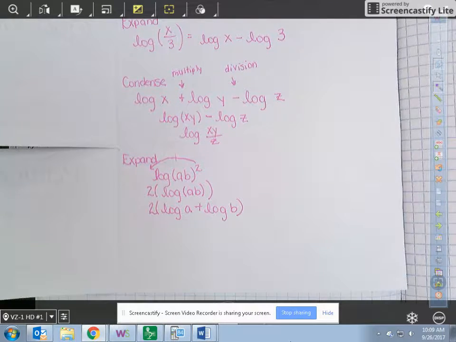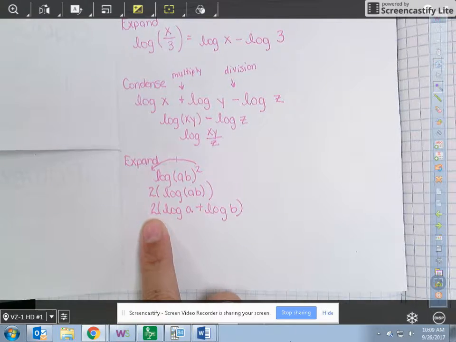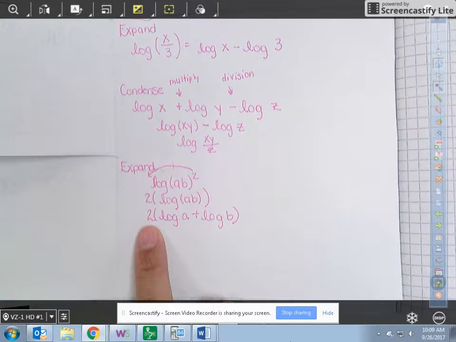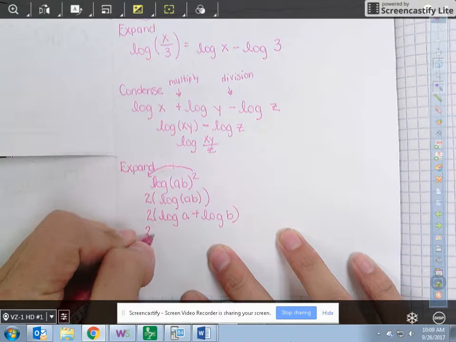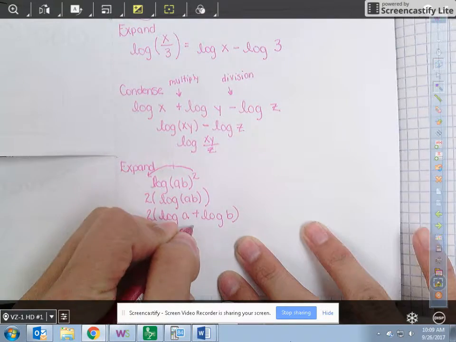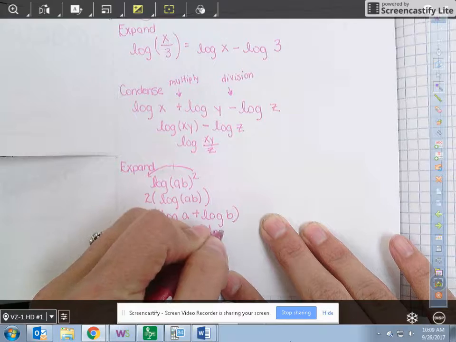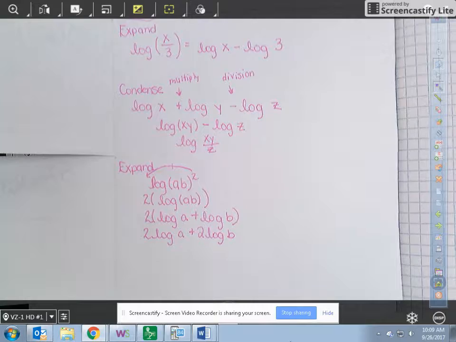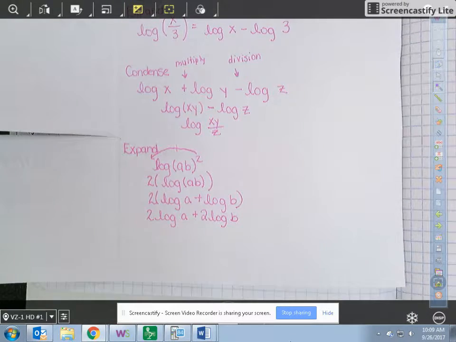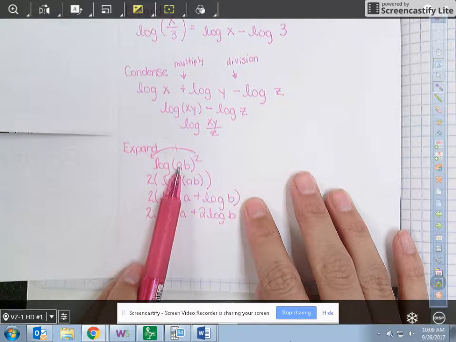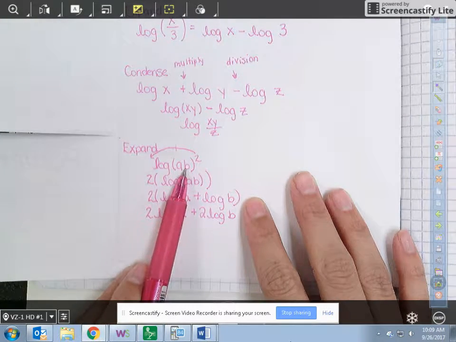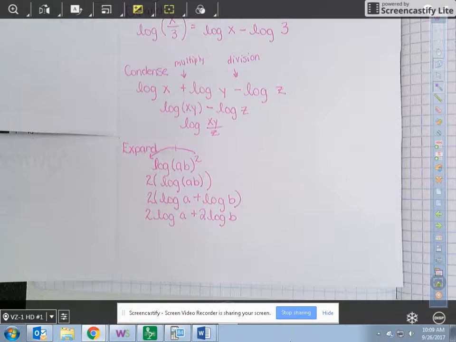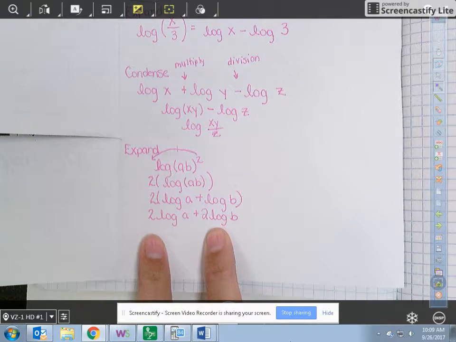You can stop there. However, notice, if I have a 2 out front, what could I also do with it? I could also distribute so that I have 2 log A plus 2 log B. You lose the parentheses when you distribute. You could also think about it, could I have done A squared first times B squared? When I expand that, there would be a plus sign and the 2 would go in front of each of those. So does it ultimately give me the same answer? Yes.